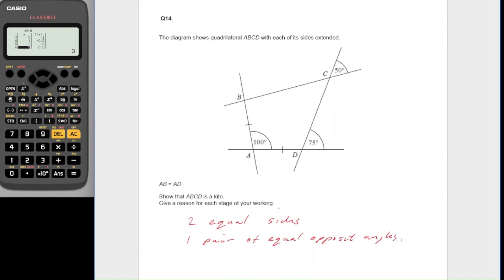So we've already been told that AB is equal to AD. So that's given in the question. So we need to find these two angles. So let's look at the way that I'm going to do that. I'm going to say that that would be equal to 50 degrees.